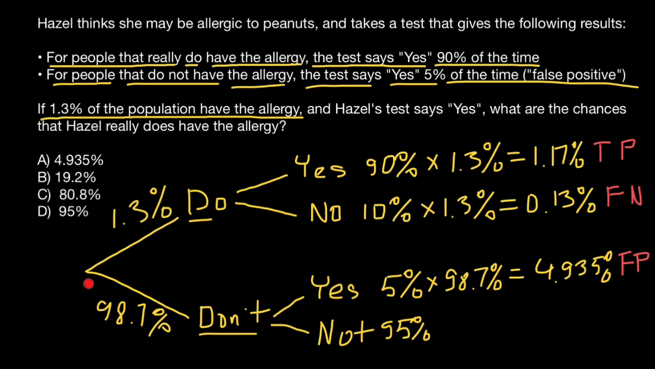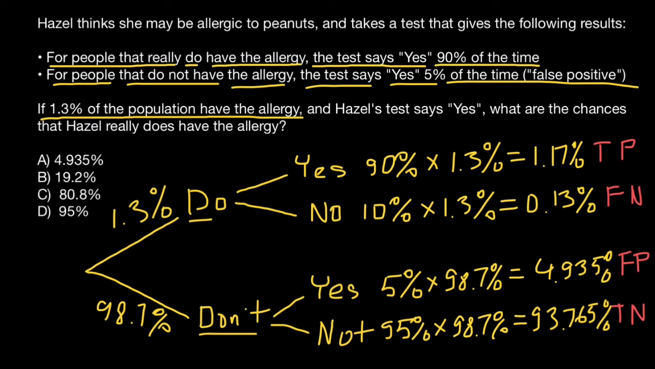And the last category: 98.7% of the people who are not allergic and the test shows that they are not allergic. So these show true results. Again, we have to multiply by 98.7%, and the frequency of this category is going to be 93.765%. And this is going to be true negative.